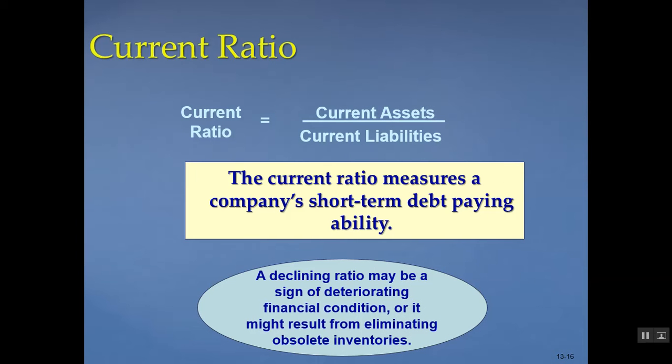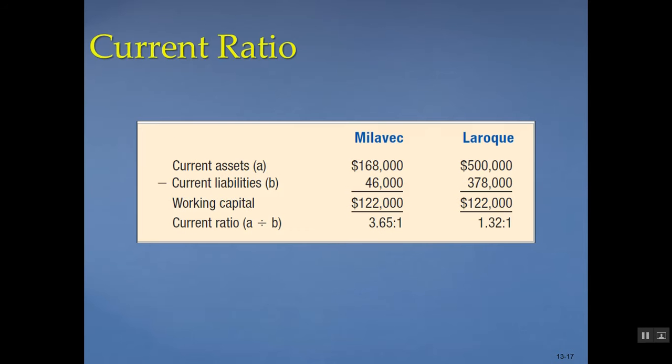The current ratio is shown as current assets divided by current liabilities. It measures a company's short-term debt-paying ability. However, you need to interpret it with care. For example, a declining ratio may be a sign of deteriorating financial condition, or it might result from eliminating obsolete inventories or other stagnant current assets. So again, you can't look at this only in a vacuum. And this is how you calculate the current ratio for this company.